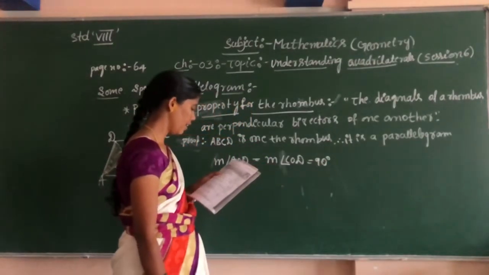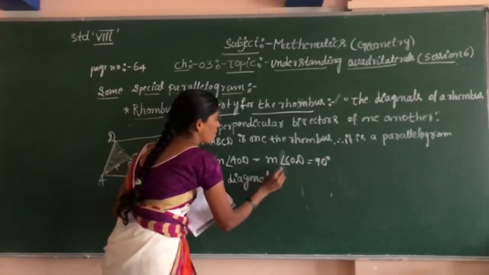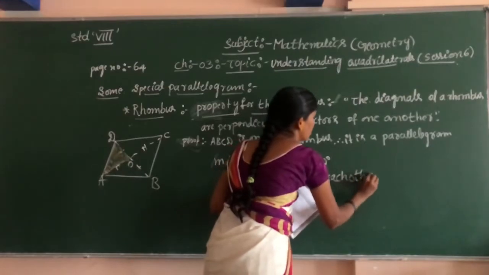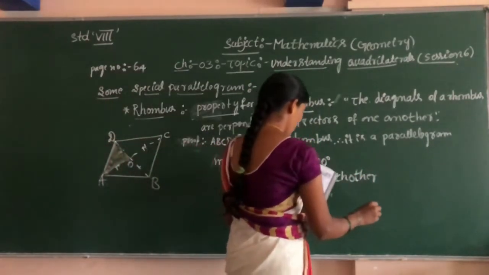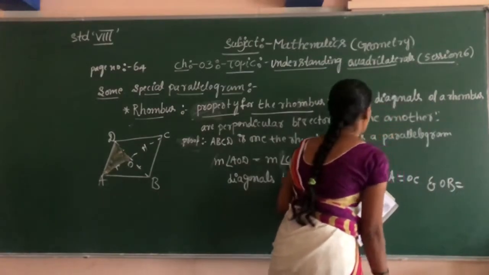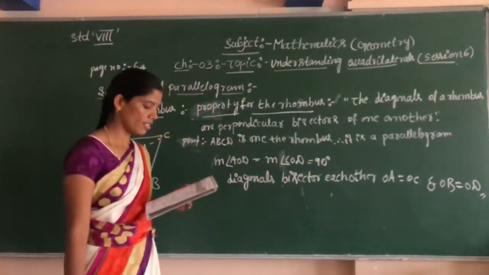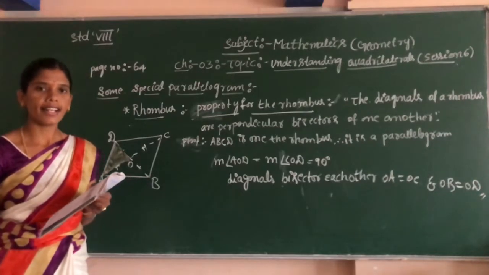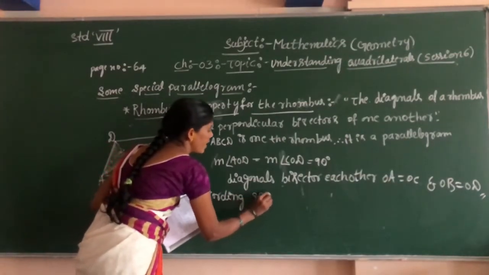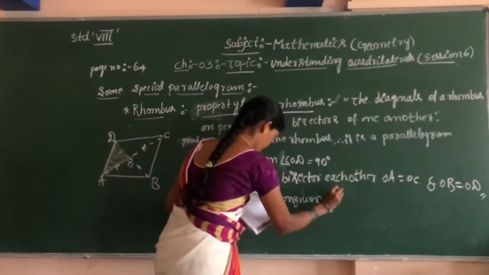It means a right angle triangle, but the diagonals bisect each other. So AO is equal to OC, and OB is equal to OD. These are the bisecting points. Now next, according to the side congruency criteria.